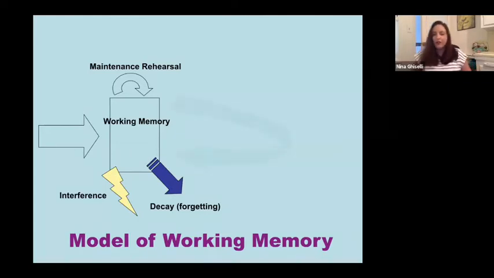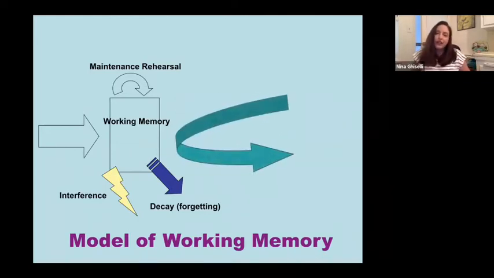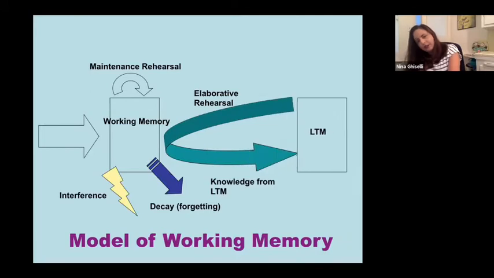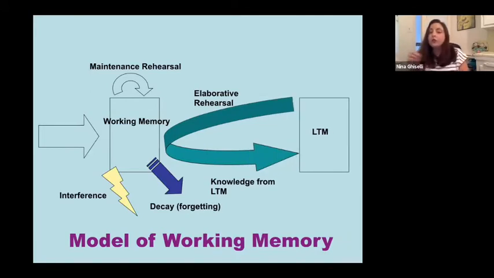So we have to do something. We need to get it from working memory into long-term memory. And long-term memory, you do that by exercising that information, by elaborating on it, by connecting it to information that you already know. So elaborative rehearsal is building on what you're trying to learn.